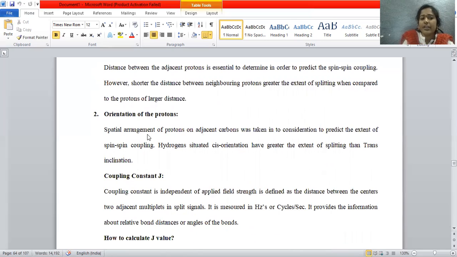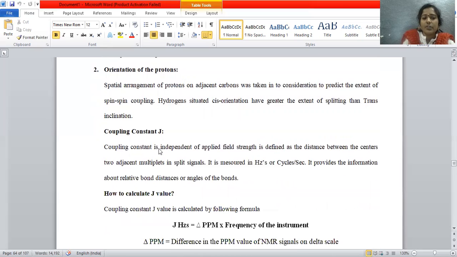And next is orientation. Spatial arrangement, called orientation, around the carbon atom is considered in order to predict the spin-spin coupling. If hydrogens are situated in the cis configuration, meaning the same direction, there is a possibility of a greater extent of spin-spin coupling when compared to trans inclination. So cis orientation will provide the highest extent of spin-spin coupling over trans inclination.